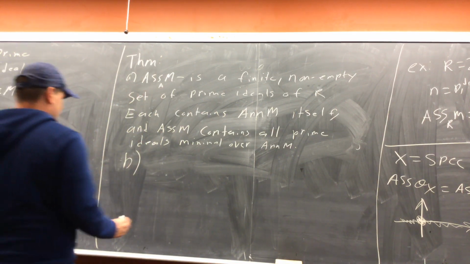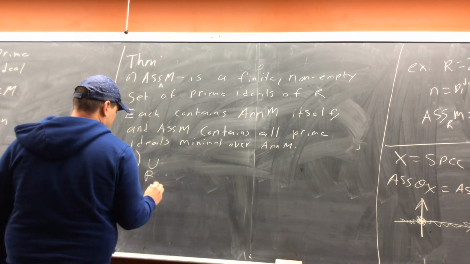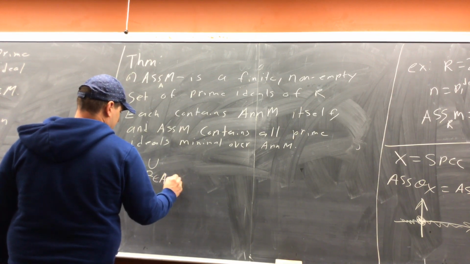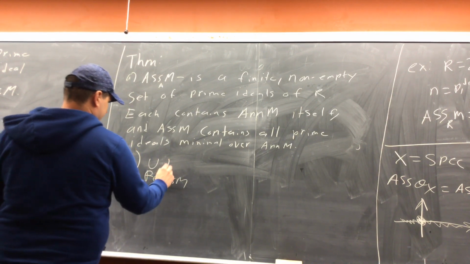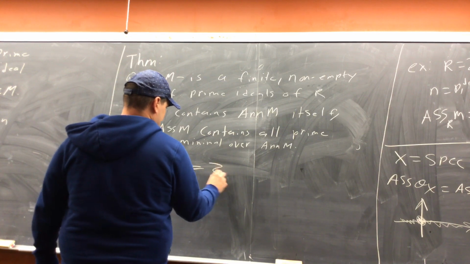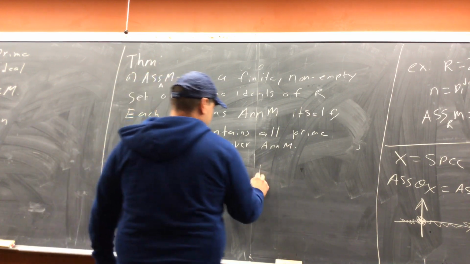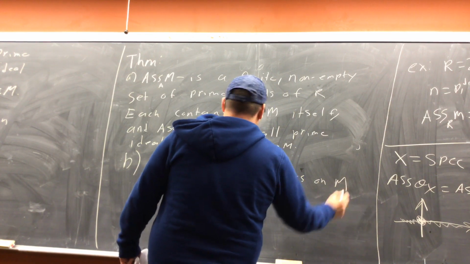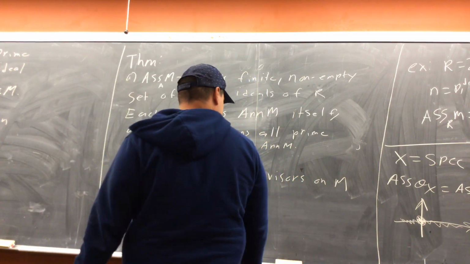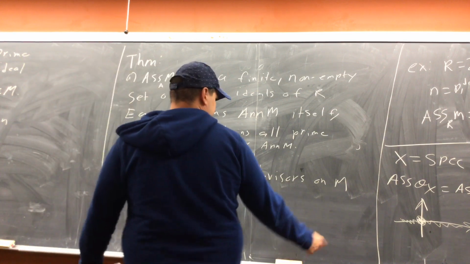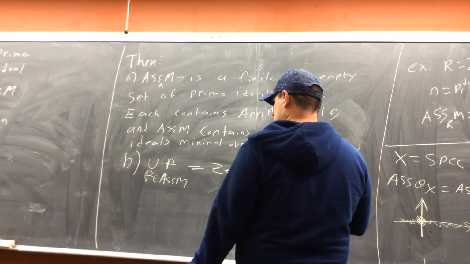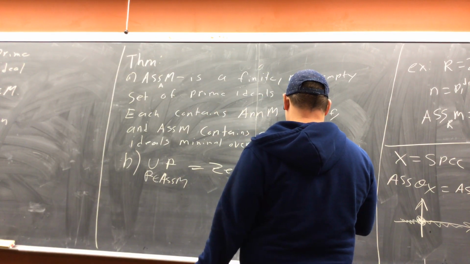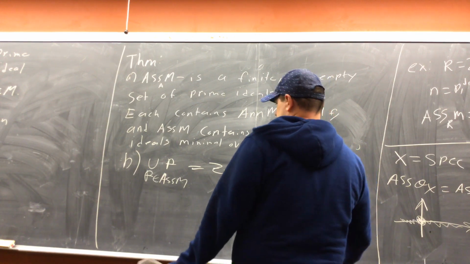B, I take the union of all associated primes. So this is the set of zero divisors on M. Well, let's say delete 0. Well, I should delete 0 from here.